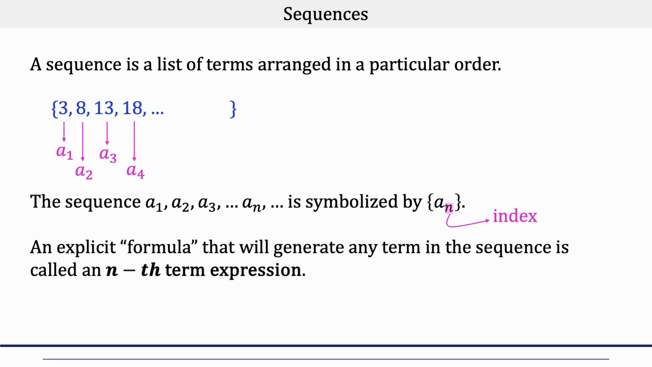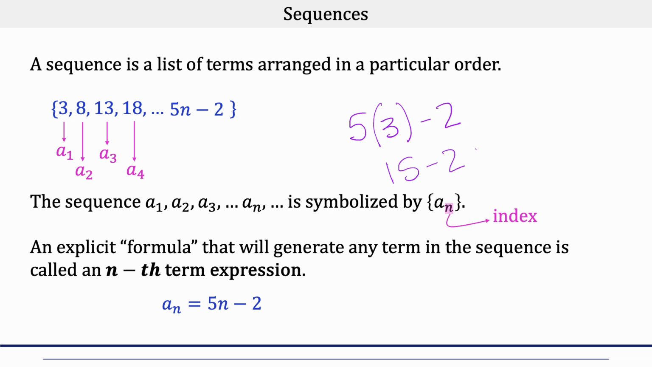An explicit formula that would generate any term in the sequence is called the nth term expression. A possible nth term expression for this sequence could be 5n minus 2. If we wanted the third term, we would do 5 times 3 minus 2. So 15 minus 2 is 13, and yep, there's the third term.